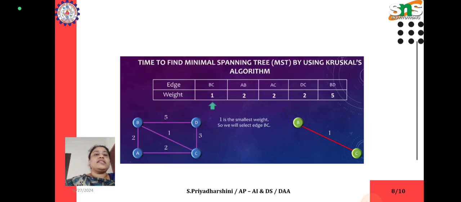Now it is time to find the minimal spanning tree using Kruskal's algorithm. The edges are BC, BA, BD, AC, DC. As I told you before, edges are nothing but the lines connecting two vertices. The weight of the edge BC is 1, AB is 2, AC 2, DC 2, BD 5. The smallest weight is 1, for the edge BC. So first draw BC. This is the first step.